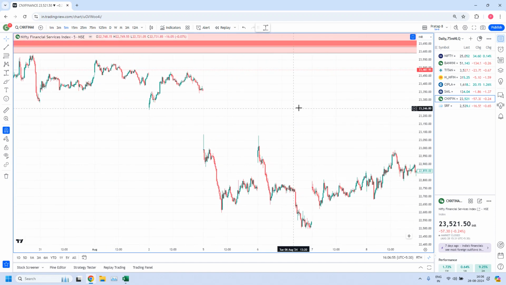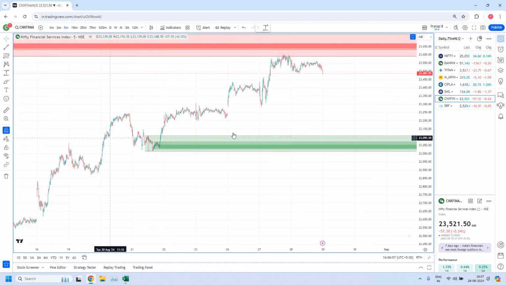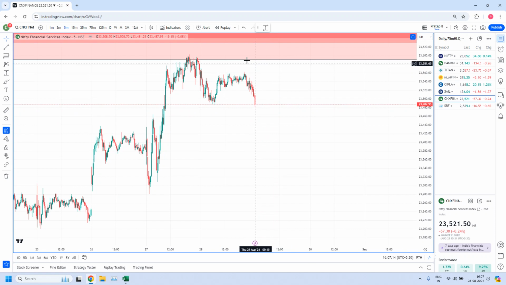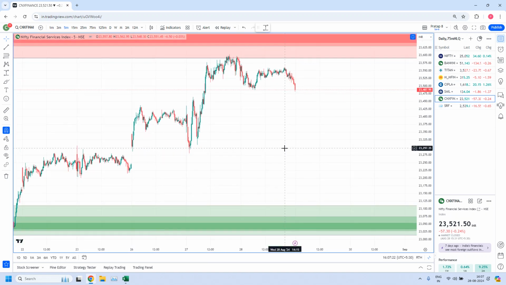but today prices went up to here, came down, and again moved up and came down. So we didn't get any entry in the zone today. This is today's price movement. So that's why we didn't get an entry in Fin Nifty, that is Nifty Financial Services.